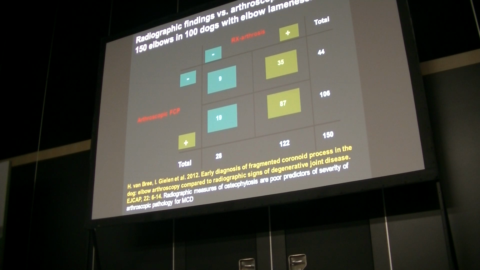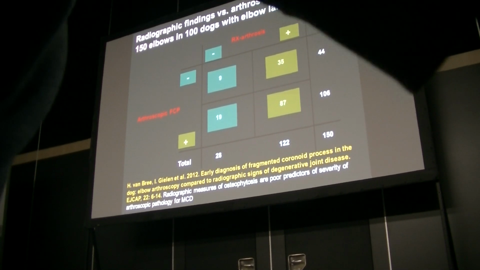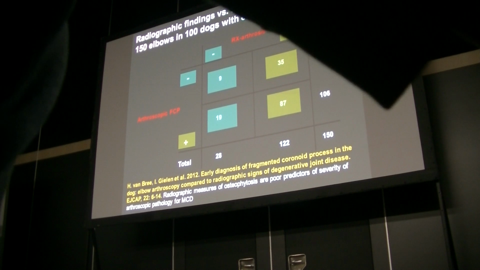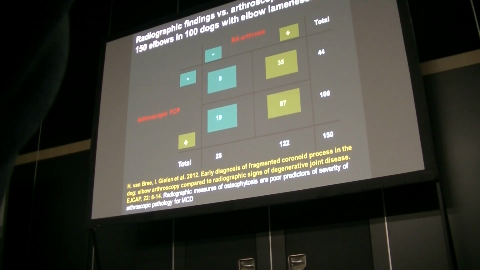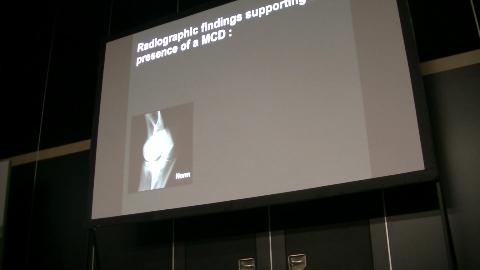So the incidence of arthrosis is, in general, meaning that there's something wrong with the joint, but it's a bad predictor for predicting medial coronoid process disease. And also Fitzpatrick did almost similar research, and he came up with the same findings.